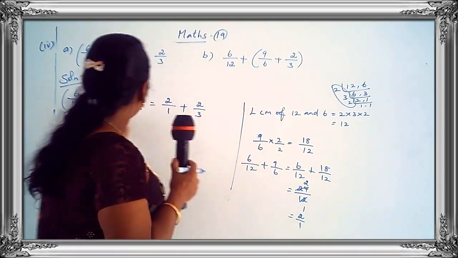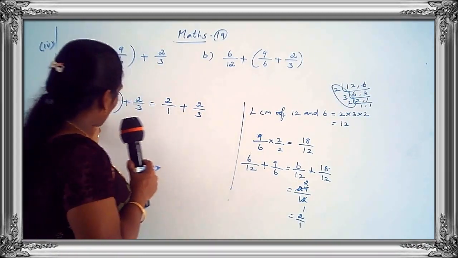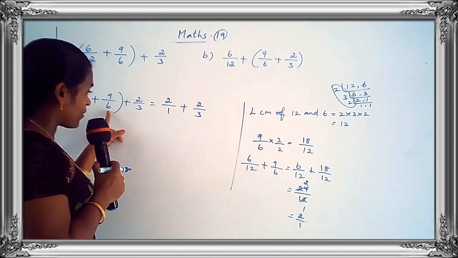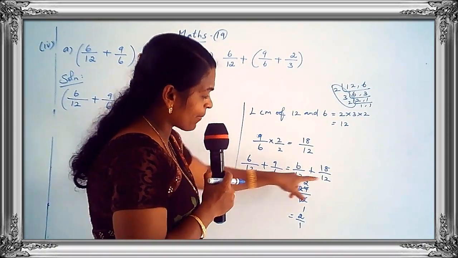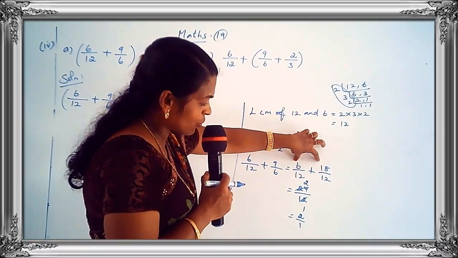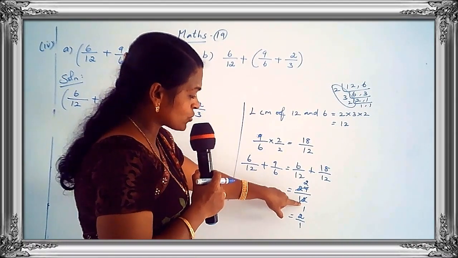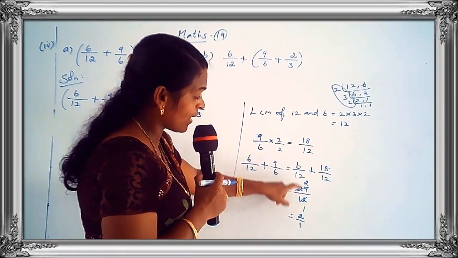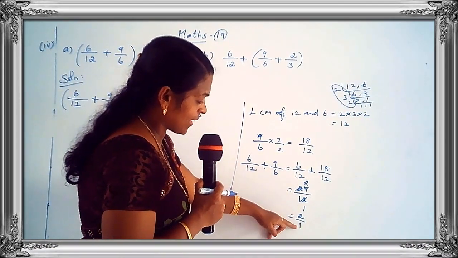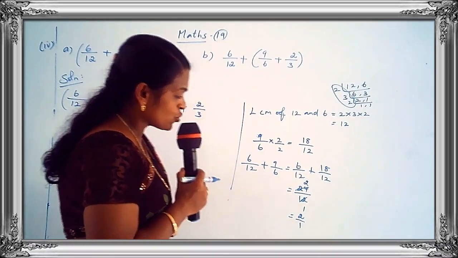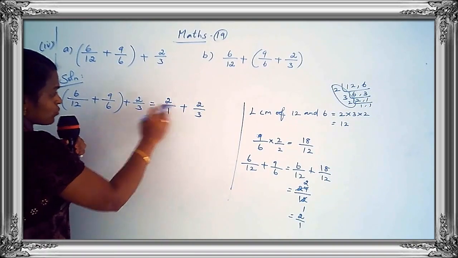Now you add. Your question is 6 upon 12 plus 9 upon 6. 6 upon 12 is already the same, but 9 upon 6 is equivalent to 18 upon 12. The denominators are the same, so we add only the numerators. So 6 plus 18 is equal to 24 upon 12. 1 twelve is 12 and 2 twelves are 24, so your answer is 2 upon 1. Okay children, clear? Now the remaining plus 2 upon 3 is left.